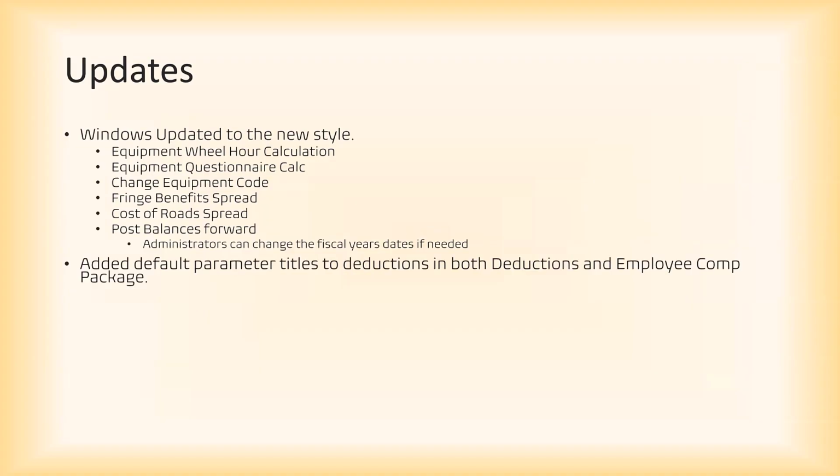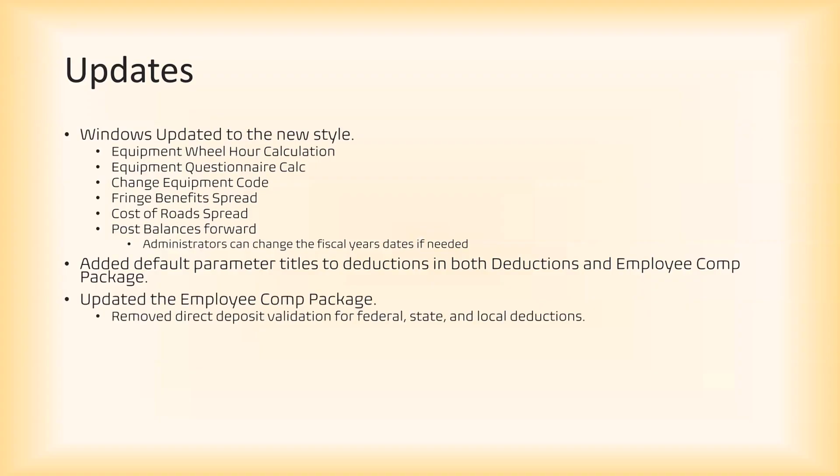We added default parameter titles to deductions in both deductions and the employee comp package. So there are now default parameter titles instead of just not used or param1. We updated the employee comp package by removing the direct deposit validations for the federal, state, and local deductions. Those are actually different fields instead of direct deposit account numbers for the federal, state, and local.